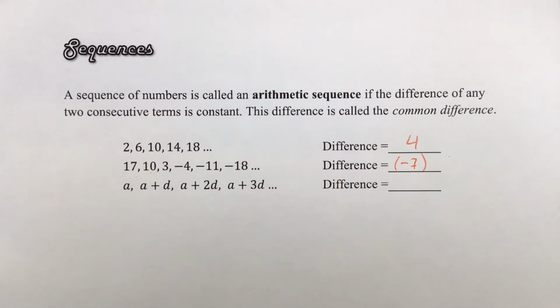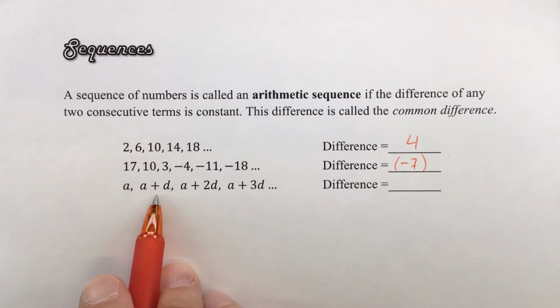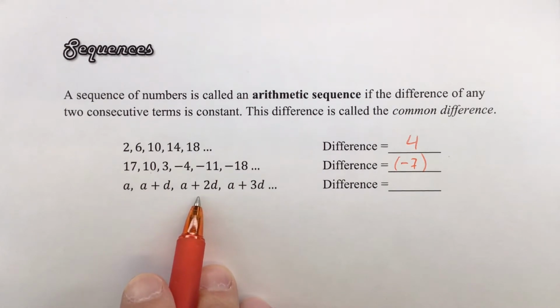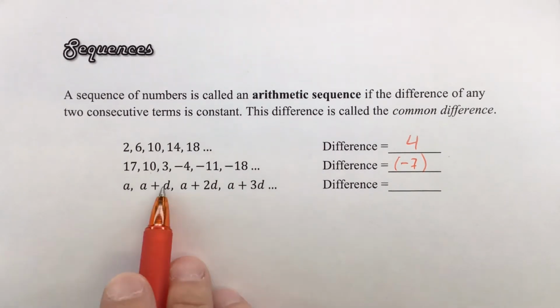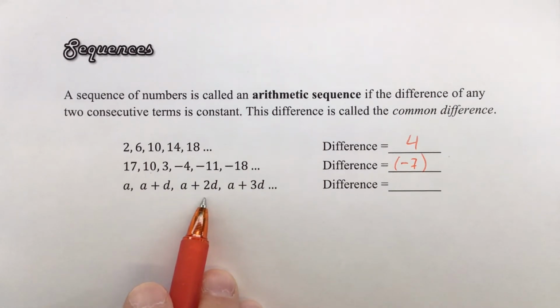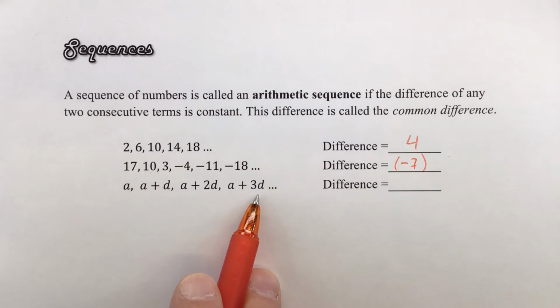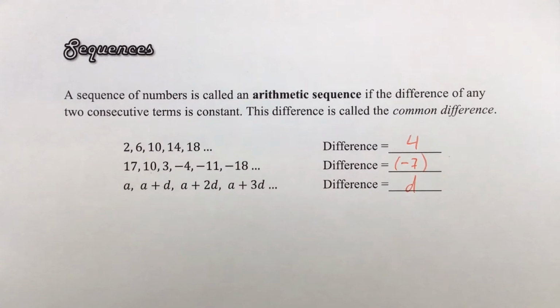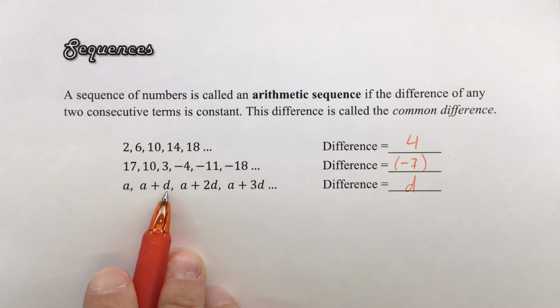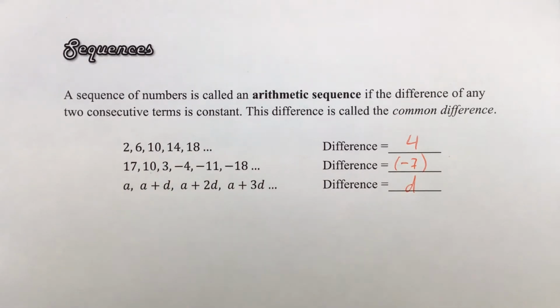For the last, what we're going to do is look at this in terms of variables. You start with a, and then you end up with a plus d, which means that the second term has increased by a value of d. The next term is going to be a plus 2d, which means that you've increased the second term by another d. Moving on to the fourth term, you're going to have a plus 3d, which means that you've also increased by d again. So the constant difference is going to be d. And of course, d could be a positive or negative number. In this case, it appears as though it's positive, but it could be a negative number, right? It could actually end up being a plus a negative number, which is like a minus a number. These are examples of arithmetic sequences.